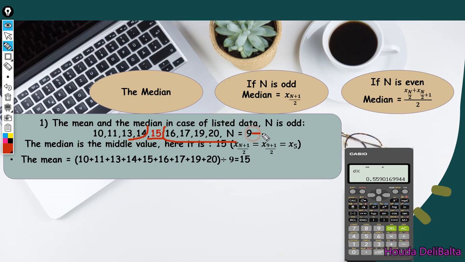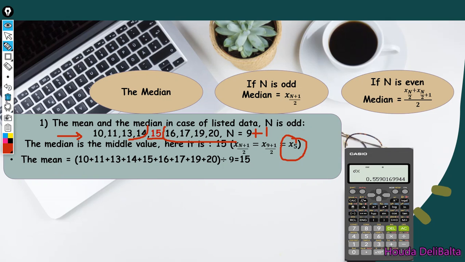I just add 1 to the odd number, and it becomes an even number, which is 10. Divided by 2, it becomes 5, and I'm going to take the x5, which means to count the fifth value starting from here. Now what about the mean, which is the average as well?